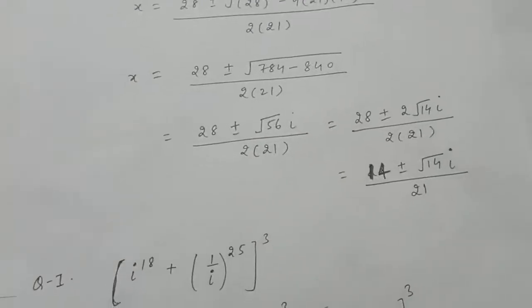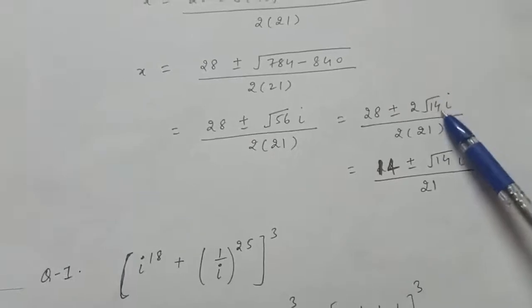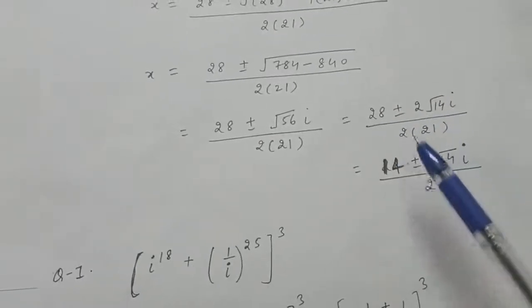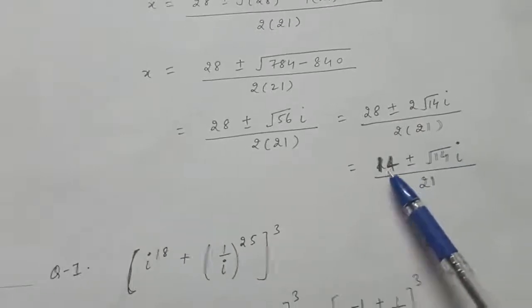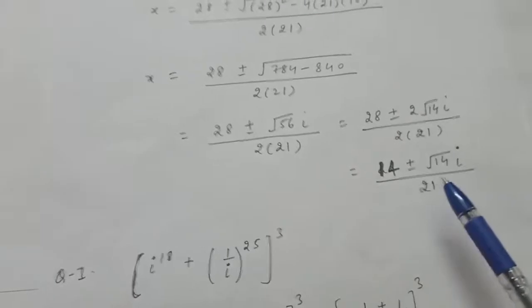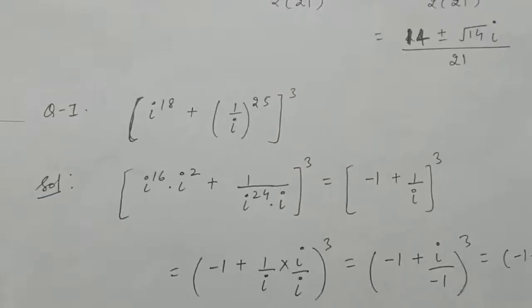Now see, root 56 can be written as 2 into root 14. Now take out 2 common from the numerator and cancel out with the denominator. So you will get 14 plus minus root 14 iota upon 21. Clear? Now question first of miscellaneous.